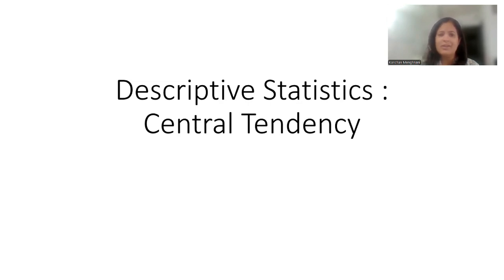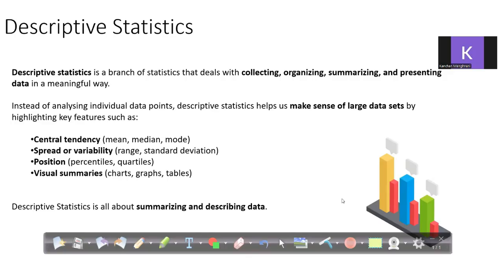Let's see today what is descriptive statistics and let's talk more about the central tendency aspect. Let's get started. Let's first understand what is descriptive statistics. So descriptive statistics is all about summarizing and describing data. Instead of looking at raw numbers, your data could be huge. So what if we could summarize that data? We could present it in a more meaningful way. That is what descriptive statistics does.